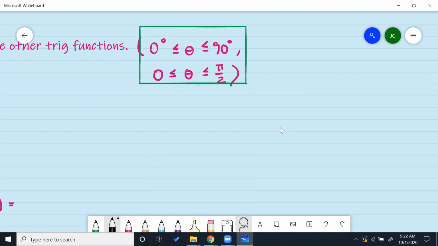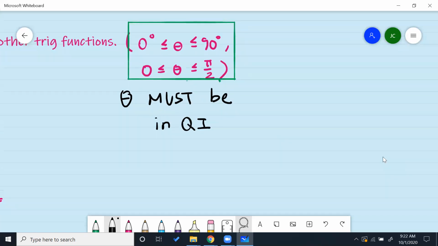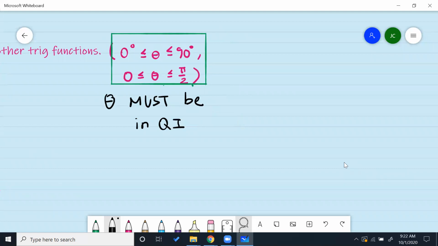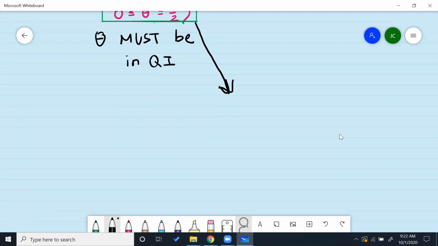They tell you that the angle you don't know is in between 0 and 90, or 0 and pi over 2, which means theta must be in quadrant 1. So if you think about it, check your unit circle, that part of the unit circle is in between 0 and 90 degrees. Okay, quadrant 1 part.